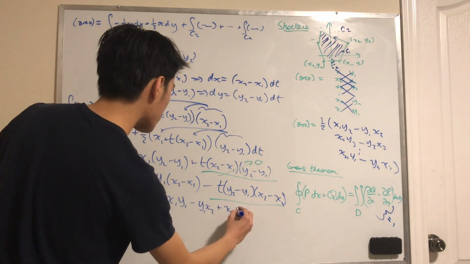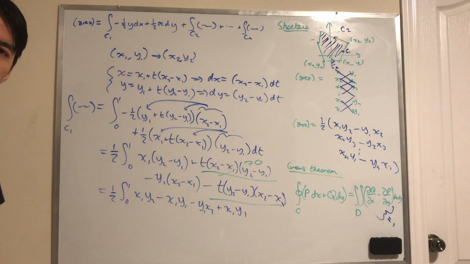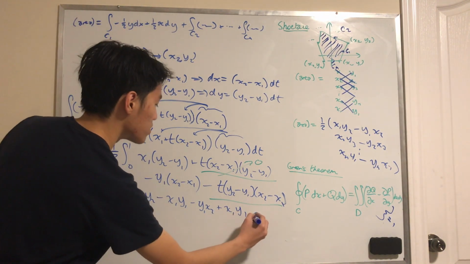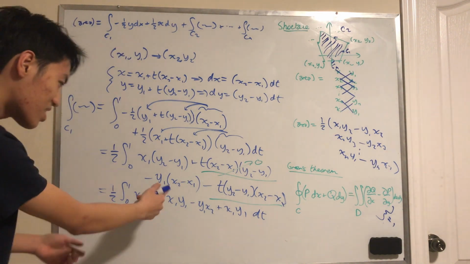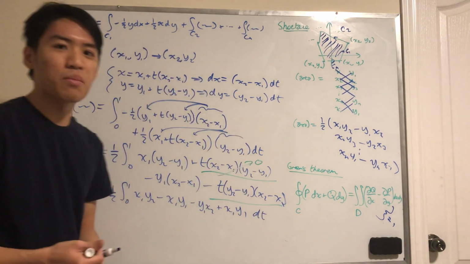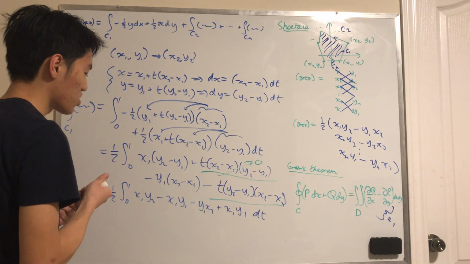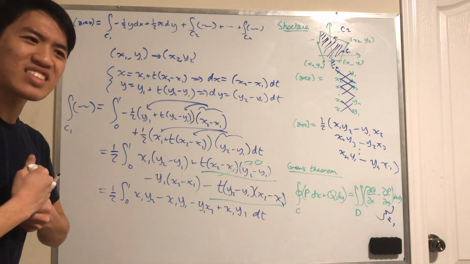Yes, I'll write it as x1 y1. Let's take a look at this, and then, oops, dt. Let's take a look at this, and look, another cancellation right there. Amazing. So you might be thinking, how do we get all these nice cancellations?